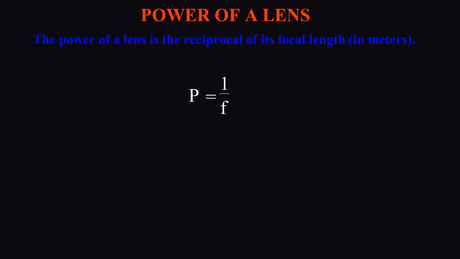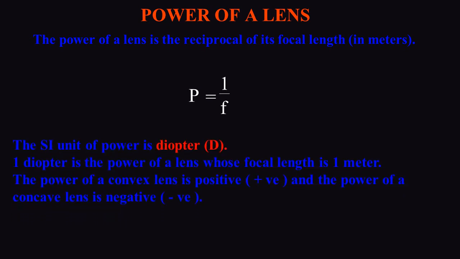Power of the lens is the reciprocal of the focal length. The SI unit of power is diopter, and it is defined as the power of a lens whose focal length is 1 meter. The power of convex lens is positive and the power of concave lens is negative.